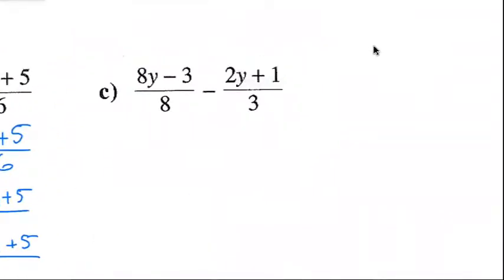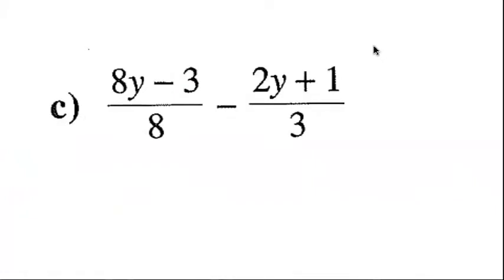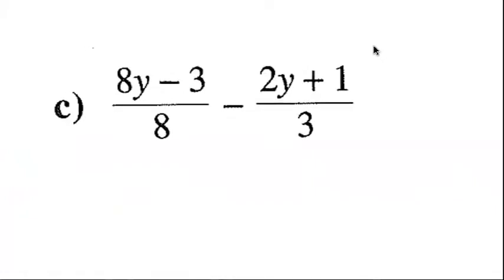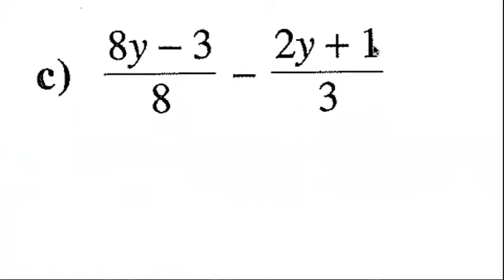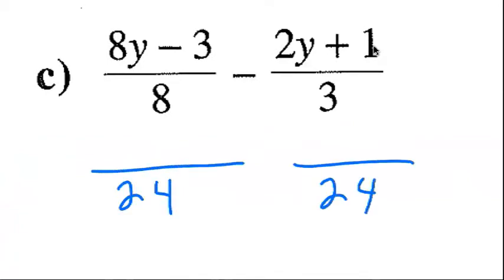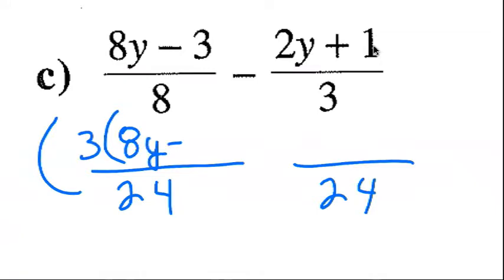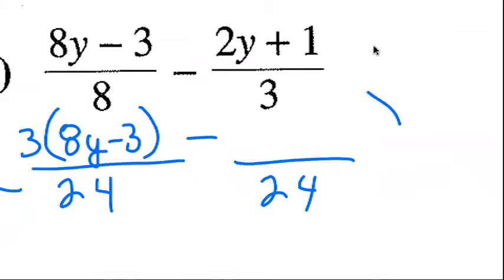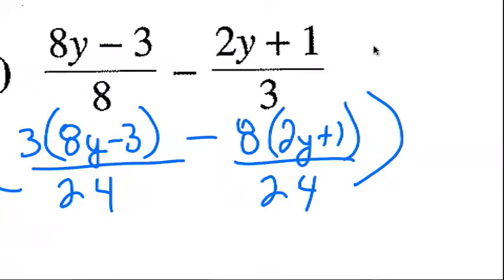Question C: (8y minus 3) divided by 8 minus (2y plus 1) over 3. Now this is our first subtraction one. You're going to have to remember there's going to be an extra step here. My common denominator is going to be 24. I multiply 8 by 3 to get 24, so this is going to be 3 times (8y minus 3) minus, and I multiply 3 by 8 to get 24, so this is going to be 8 times (2y plus 1).